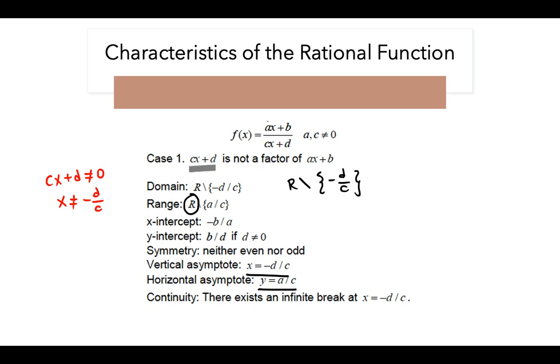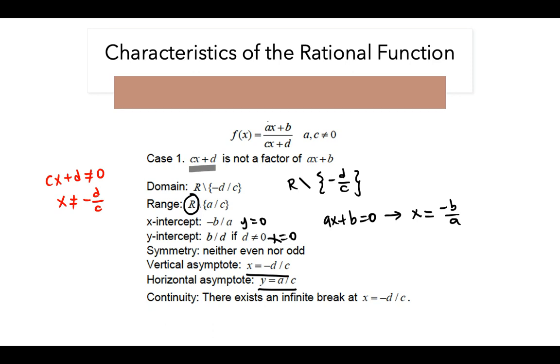To find the x-intercept, you let y equal 0. In this case, it's going to be the numerator: ax + b equals 0, and then you get x equal to negative b over a. And to find the y-intercept, you let x equal 0. Then for symmetry, it can be odd or even, so you would have to do the symmetry test.